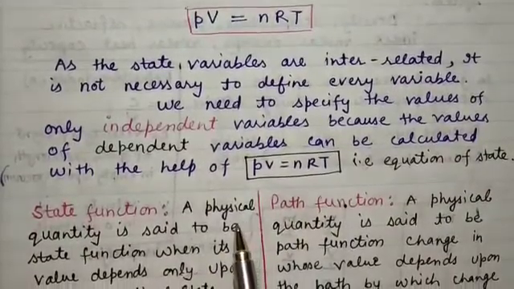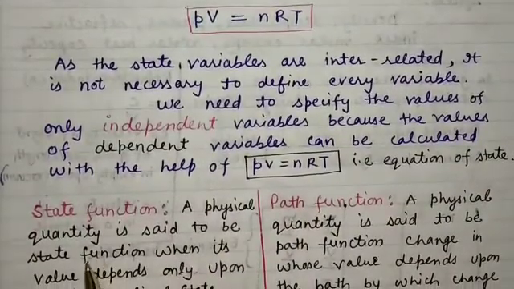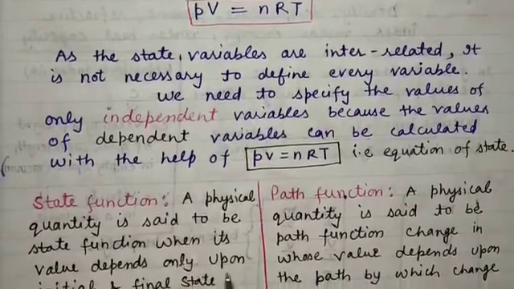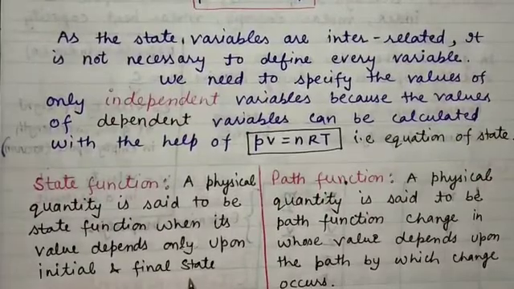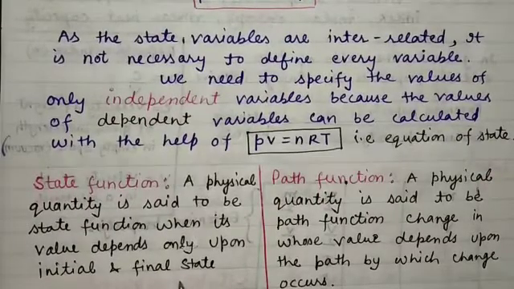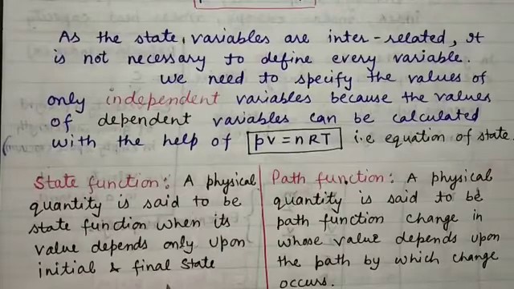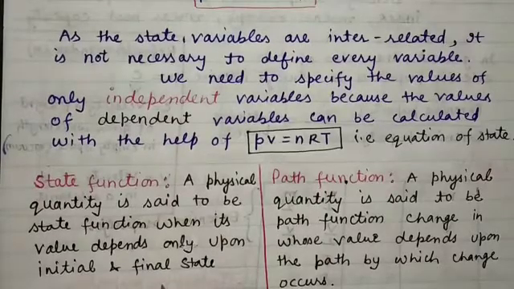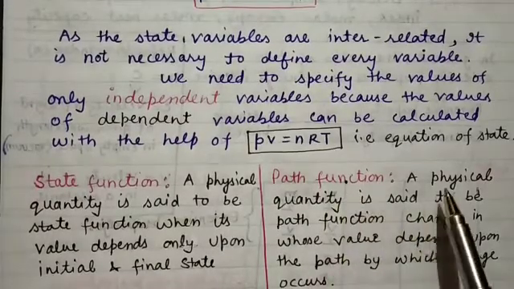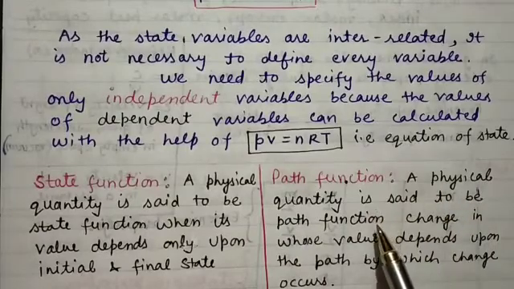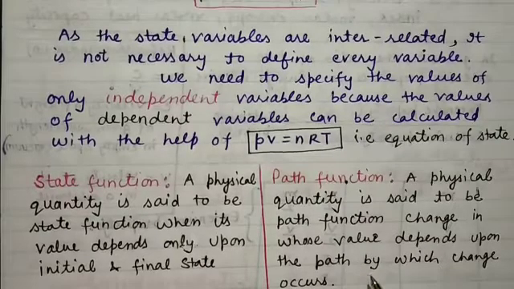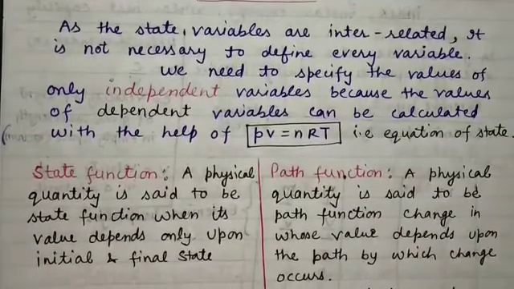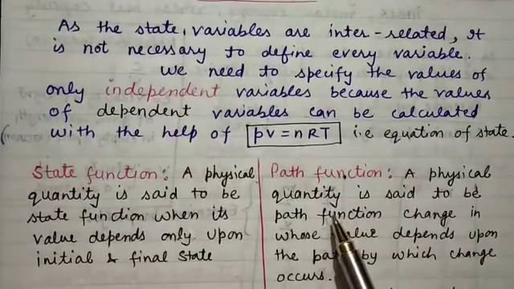A state function is a physical quantity whose value depends only upon the initial and final state of the system. In the case of a path function, it is a physical quantity in which the change in value depends upon the path by which the change occurs. So this is a path function.